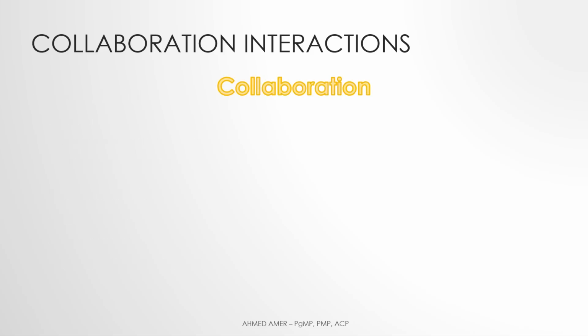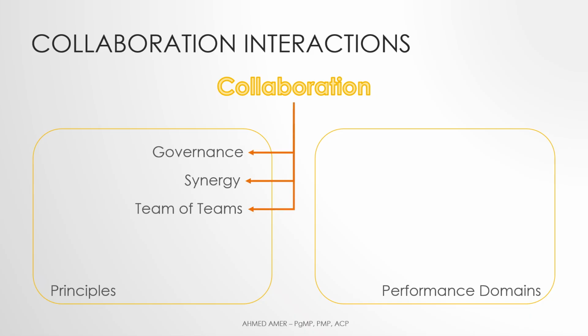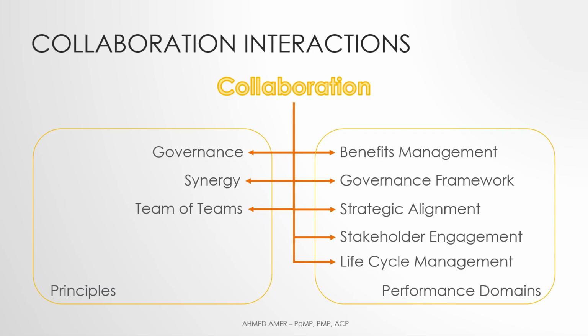As we are used to by now, at the end of every performance domain, let's see which program management principles and performance domains the collaboration performance domain interacts with. The collaboration performance domain interacts with the governance, synergy, and team of teams program management principles, as well as the benefits management, governance framework, strategic alignment, stakeholder engagement, and life cycle management performance domains. Some may have anticipated this already. The collaboration performance domain interacts with all other performance domains.